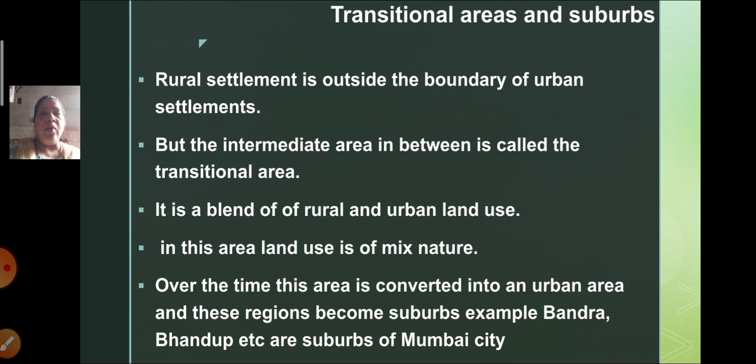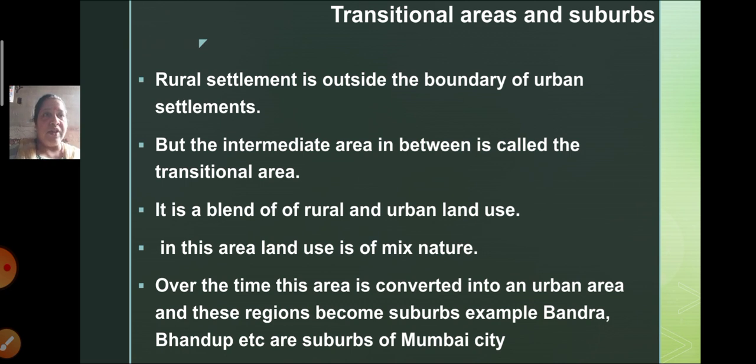So what is the use of the land in the transitional area? It is of mixed nature. Now over time, as this area is getting converted into an urban area, this region becomes suburbs. Example, we have Bandra, Bhandup, all these are the suburbs of the Mumbai city. Understood children, what is transitional and suburbs?